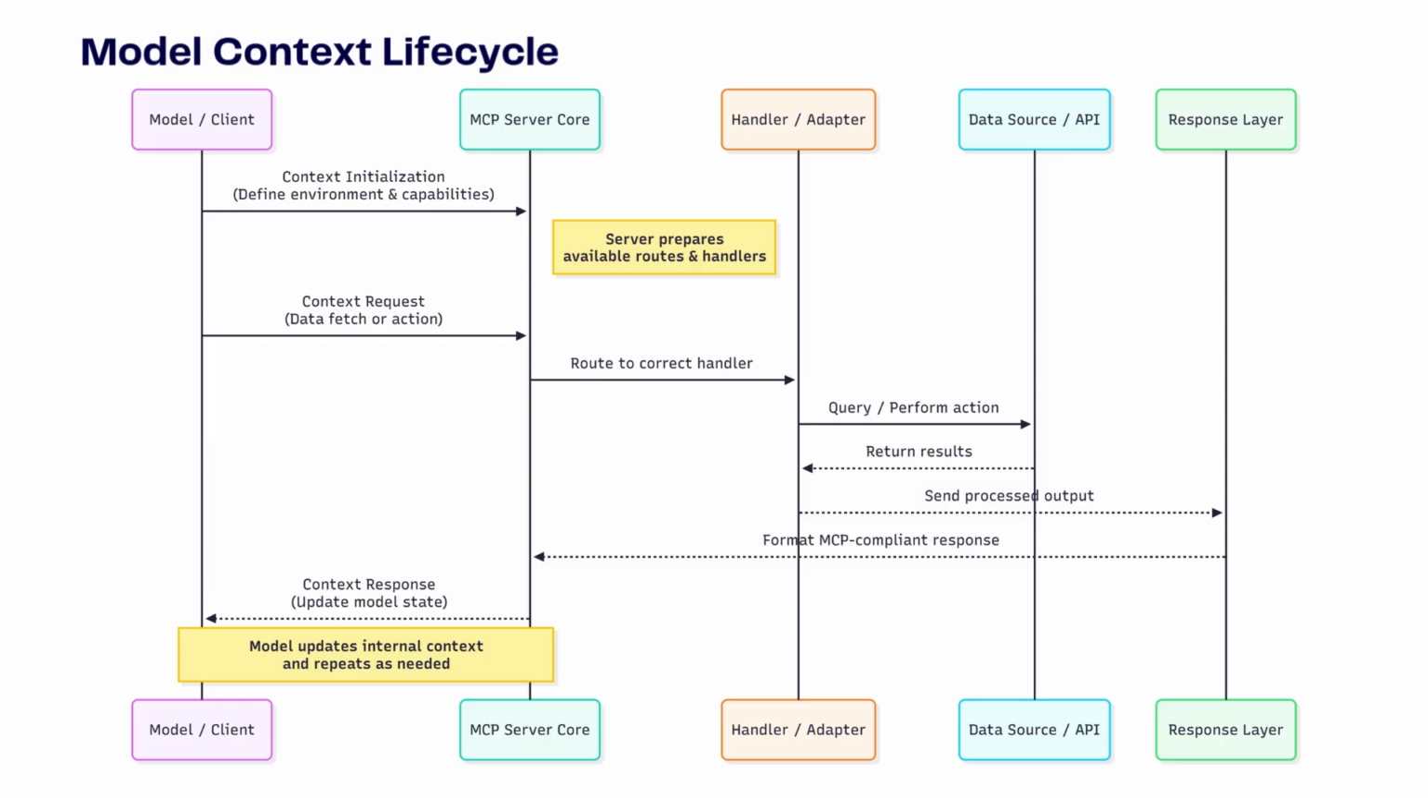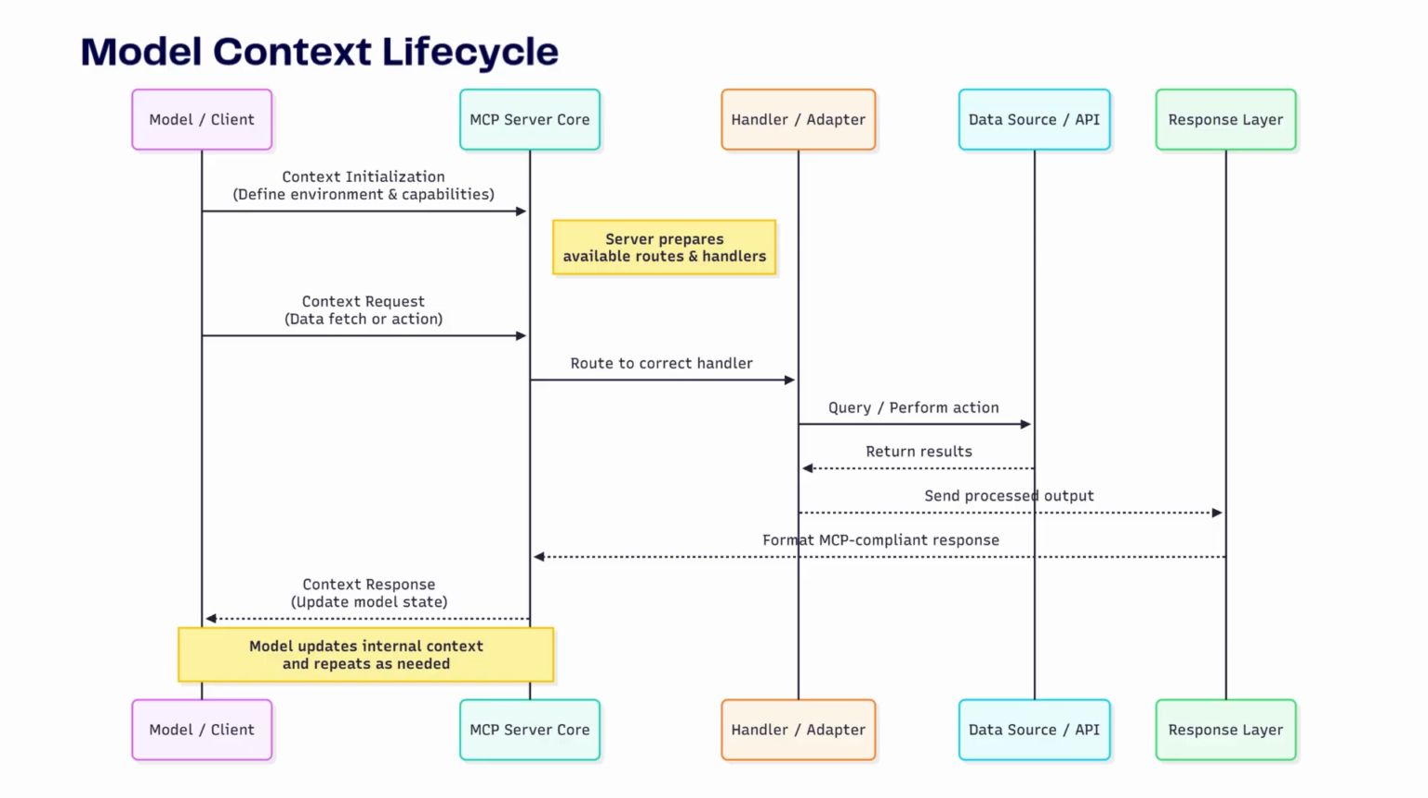Finally, we have the context response phase. Once the server finishes processing the request, it sends back a response. The response layer formats the data into a well-structured MCP-compliant message and sends it back to the model. The model then updates its internal context, meaning it now has the latest information or state needed for the next action.